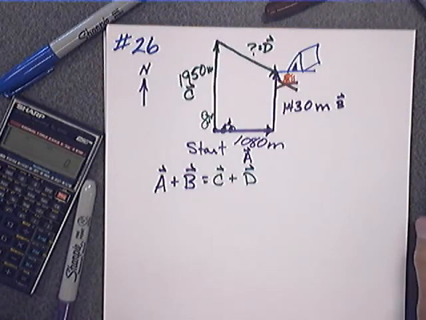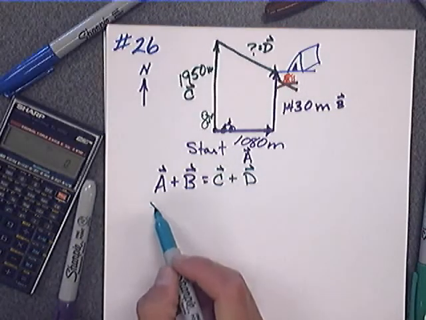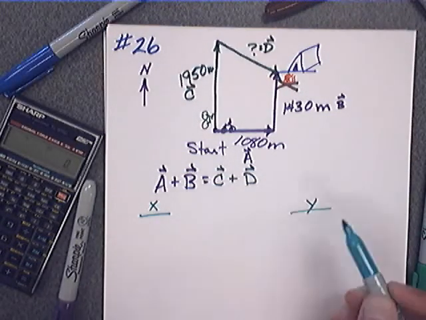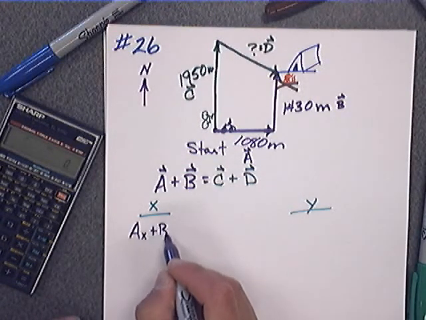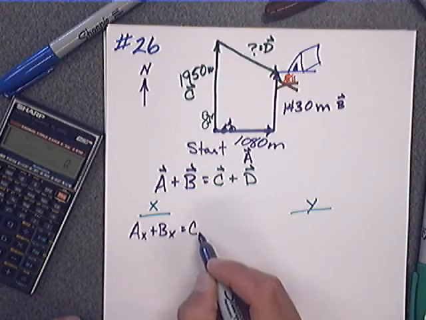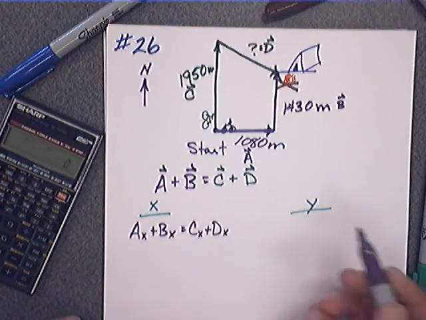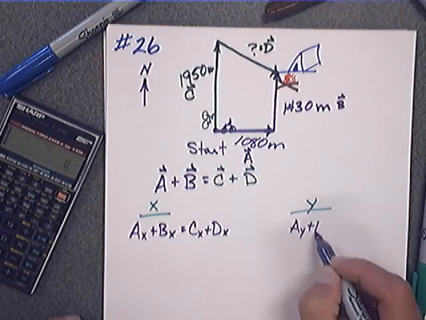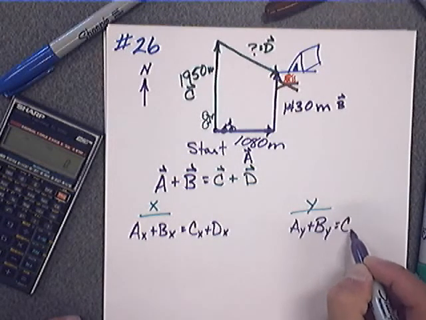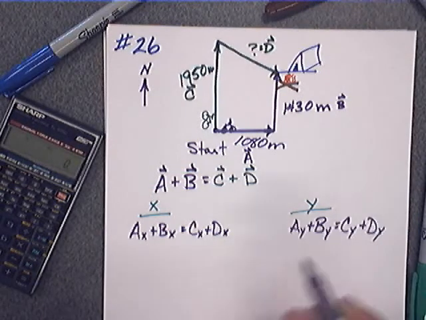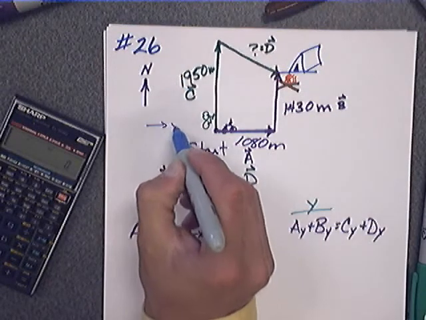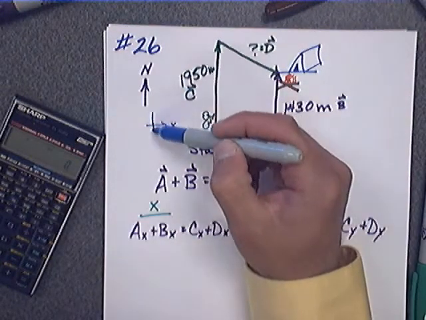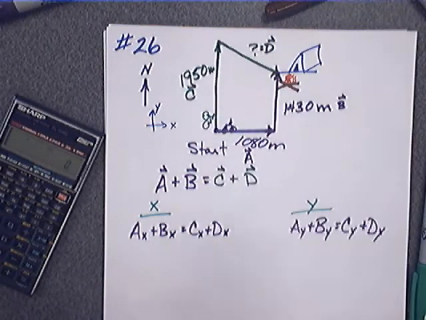And now we can figure out what this is by adding their components together. So we're going to break these up into their X components and their Y components. A in the X direction plus B in the X direction equals C in the X direction plus D in the X direction. A in the Y direction plus B in the Y direction equals C in the Y direction plus D in the Y direction. This is going to be the positive X direction. This is going to be the positive Y direction.